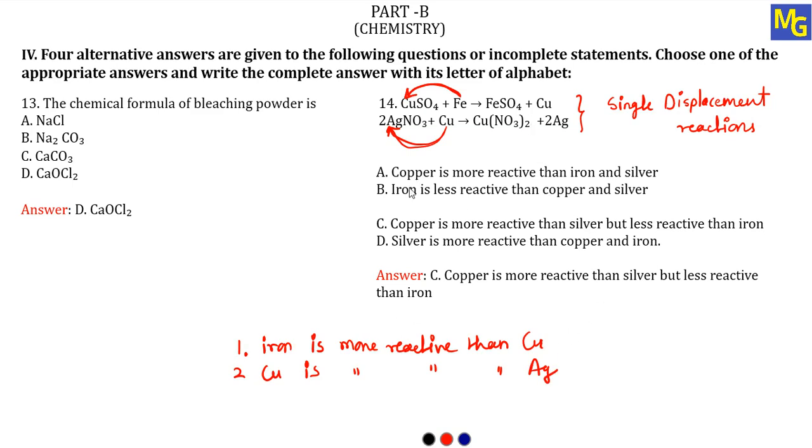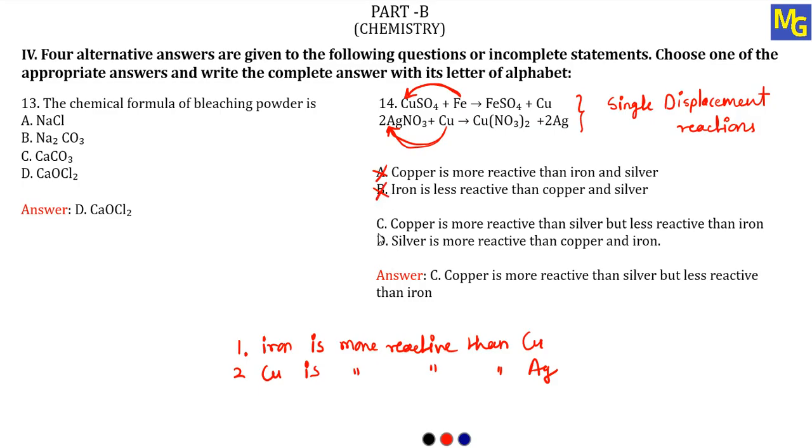Now check the options. Option A says copper is more reactive than silver and iron. But if you see, iron is more reactive than copper and copper is more reactive than silver. So this is wrong. Then the second, iron is less reactive than copper. But actually in the first reaction, if you see, iron is more reactive than copper. Therefore option B is also wrong.